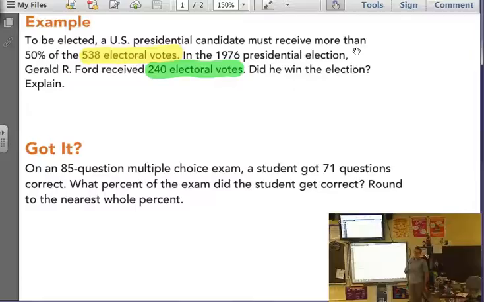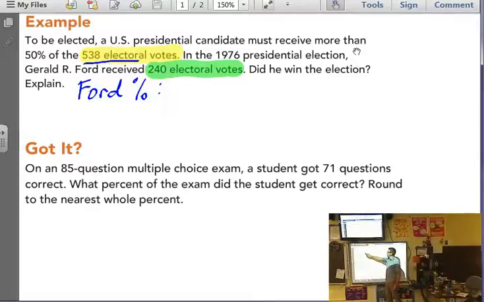We want to figure out what was Ford's percent. But we're not talking about people. We're talking about the electoral votes. So when I go to calculate my percent, I'm going to do part divided by whole. I should see everyone with a pencil in their hand writing this down. That's going to give me 240 for my part of votes that Ford got. What's my total? What's my whole?